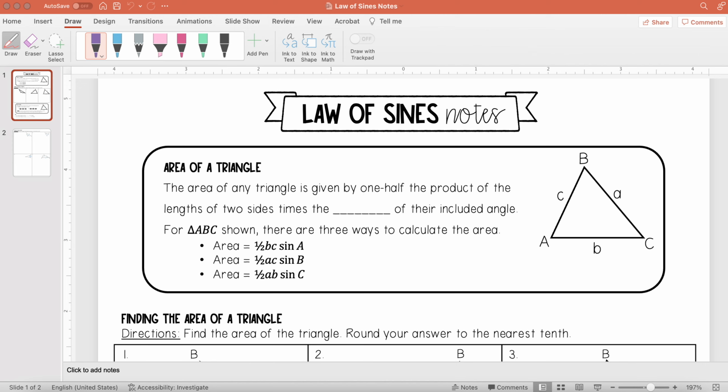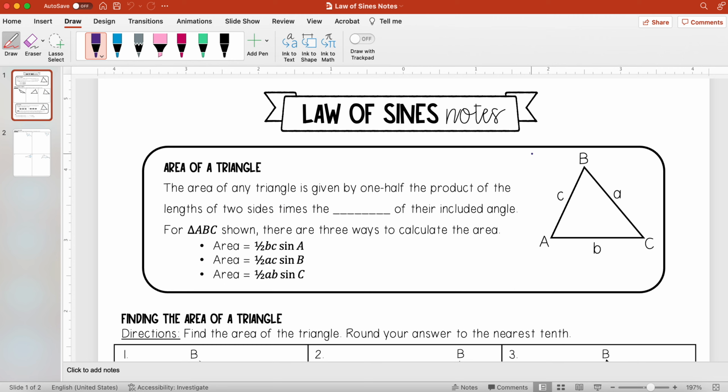Hello everyone. Today we'll be getting into a new lesson on law of sines. For this first part of the lesson, we're going to talk about area of a triangle. We already know that to find the area of the triangle, that is 1/2 times base times height. However, we may not always know the height of the triangle, especially if we don't have a right triangle.